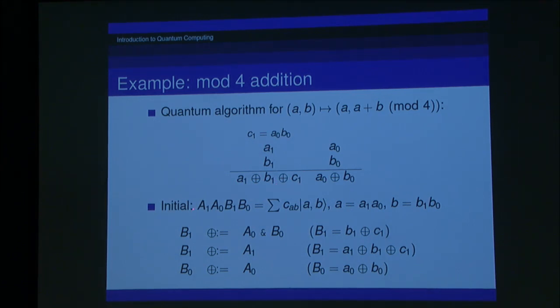All right, so here's what we do. We have an initial state, which is a superposition with some complex coefficients of A and B, where A and B each have 2 qubits.